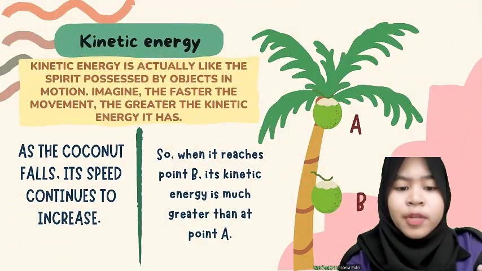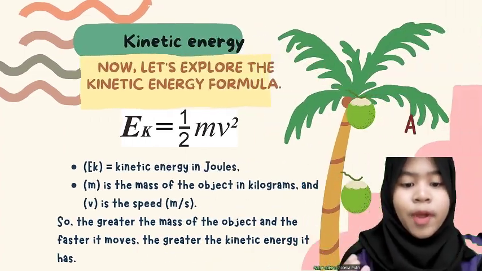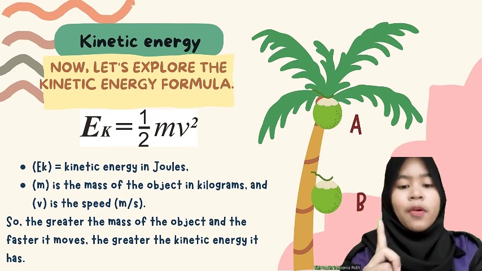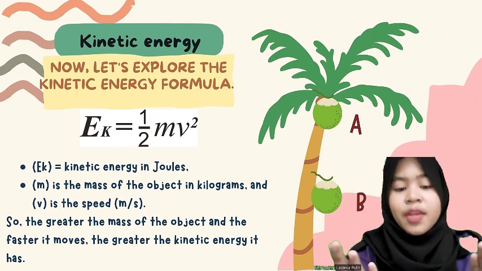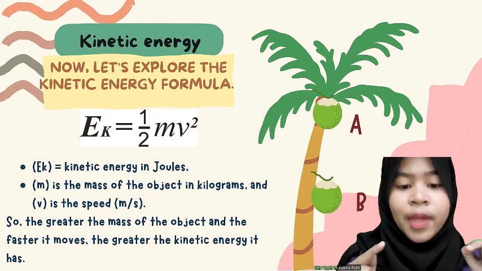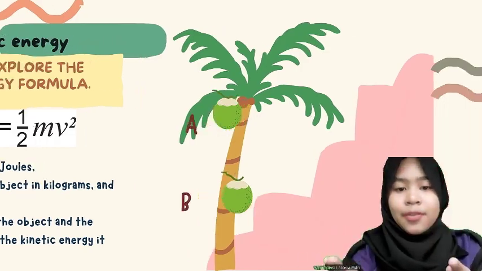Now let's explore the kinetic energy formula. The kinetic energy formula is EK equals half mv squared, where EK is the kinetic energy in joules, m is the mass of the object in kilograms, and v is the speed in meters per second. So, the greater the mass of the object and the faster it moves, the greater the kinetic energy it has.